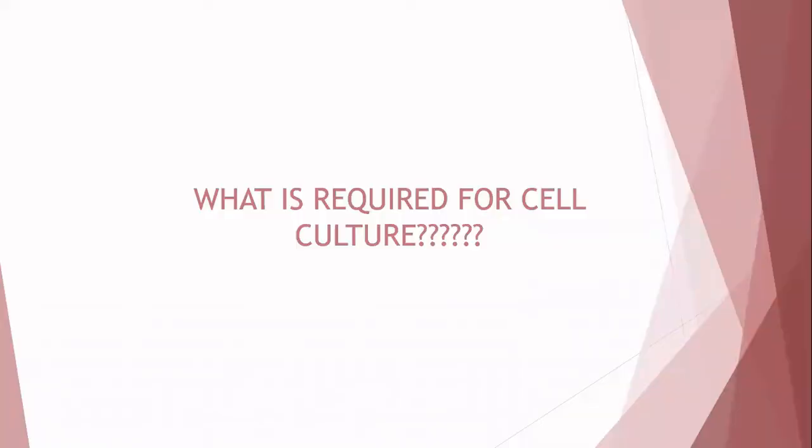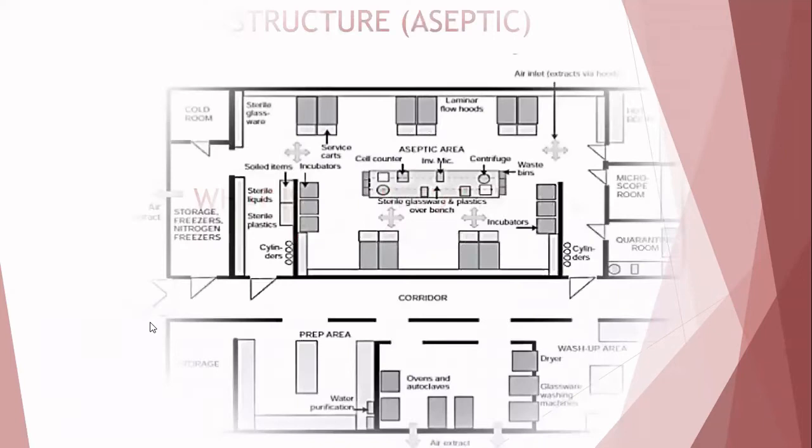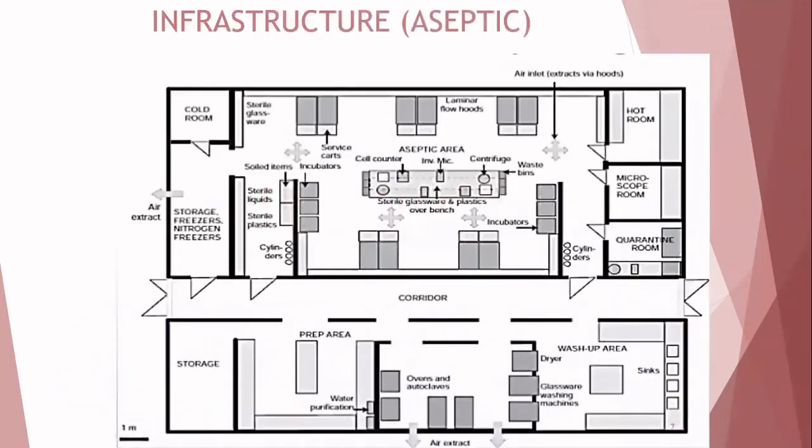So let's see what is required for a cell culture basically. The basic cell culture facility requires a unique and very dedicated infrastructure which should be completely aseptic. It should be isolated from the other parts of the building, and it should have limited access to people. The facility can be constructed in an area where there is minimal footfall. This is the basic prerequisite of establishing a cell culture facility.